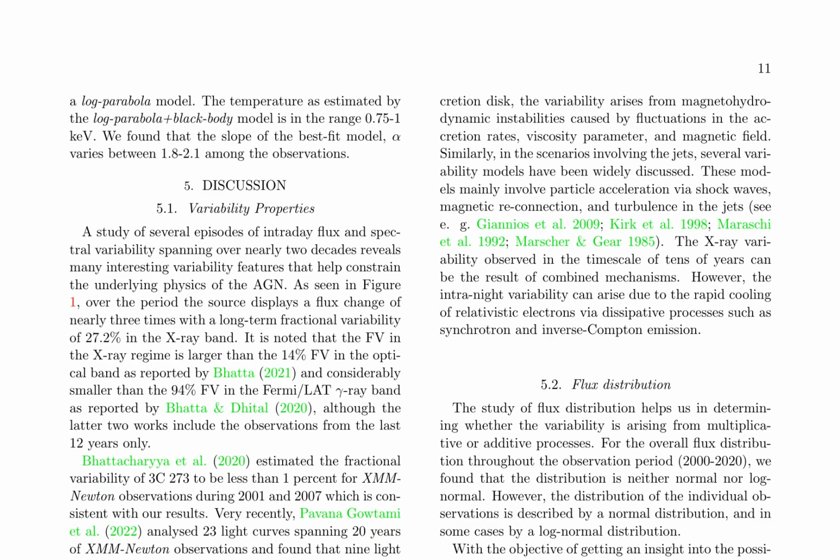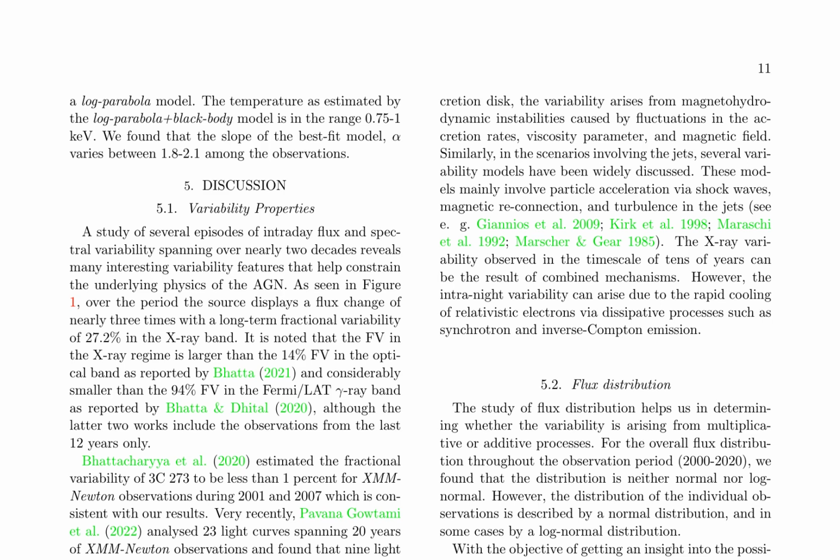The active galactic nucleus, AGN 3C273, exhibits significant variability in its intraday flux and spectral properties over nearly 2 decades. The source displays a flux change of nearly 3 times, with a long-term fractional variability of 27.2% in the X-ray band, which is larger than the 14% fractional variability in the optical band but smaller than the 94% fractional variability in the Fermi-LAT gamma-ray band.